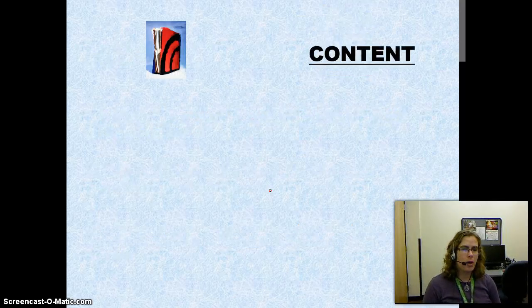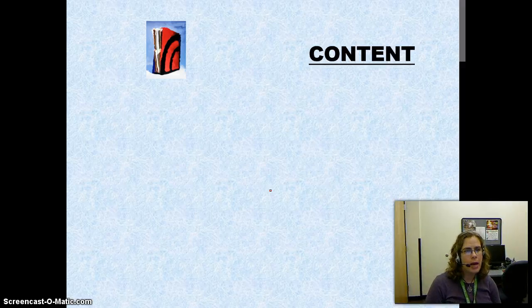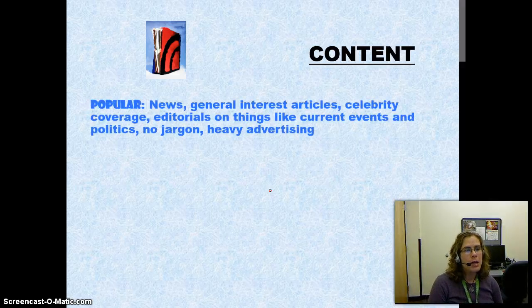The fourth area of comparison is the content, or what is inside. In a popular publication, you would find possibly news, general interest articles, again, lots of celebrity coverage, possibly editorials. They don't use any jargon or specialized language. Remember, it's geared toward a very broad audience, and you're probably going to see a lot of advertising for a wide variety of products.